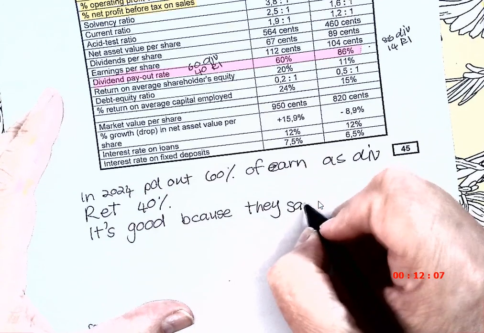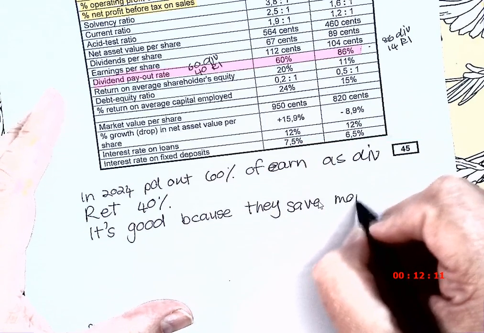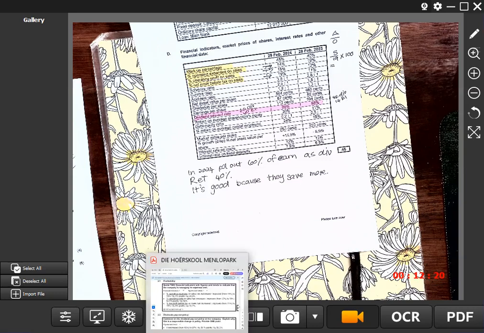Is it a V or a F? No? Or they keep more savings. That sounds like a 3-year-old's answer. But let's go look what the memo says. Let's go look at the memo.